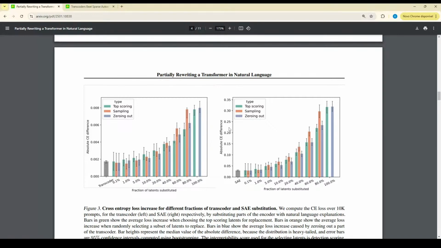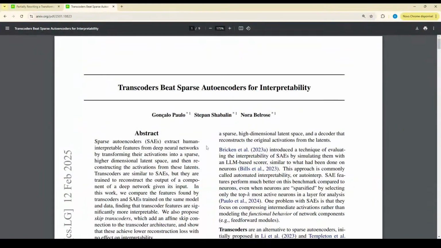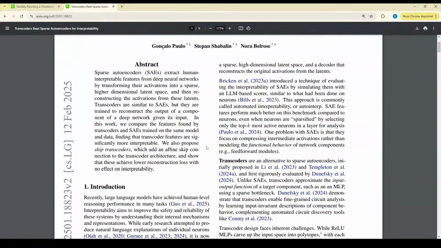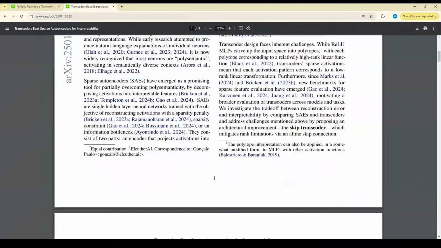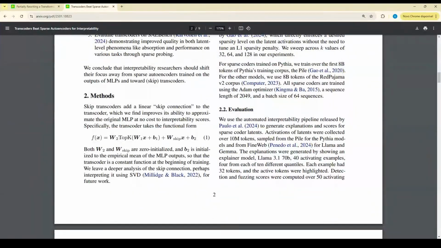Yeah, so one thing that I didn't say about this one is that we are not using a normal transcoder. We are using something which we call a skip transcoder, which is just a normal transcoder, what is the equation? It's just a normal transcoder here with a skip connection, because we are doing a transcoder and not a sparse autoencoder.